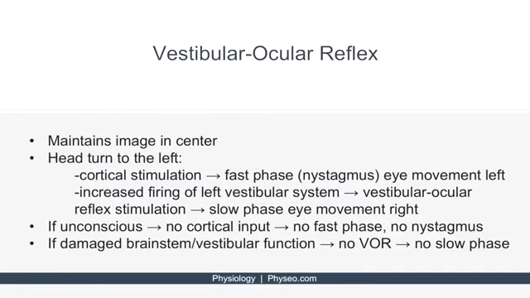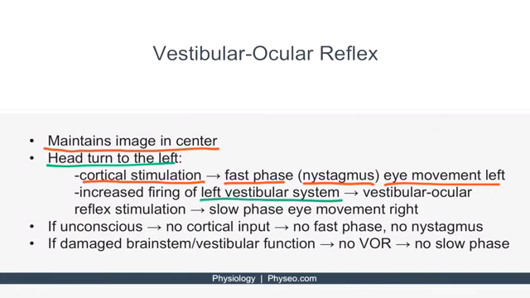Now let's talk about the vestibular ocular reflex. Now the purpose of the vestibular ocular reflex is to maintain an image in the center of the retina. So, for example, as the head turns to the left, the cortex, the frontal cortex, specifically the frontal eye field, will be stimulated. And this will induce the fast phase, which will also induce nystagmus. So the eyes will move left. Now, turning the head to the left will also cause firing of the left vestibular system, and this will initiate the vestibular ocular reflex, which will lead to the slow phase, or eyes moving in the opposite direction, which in this case is the right.